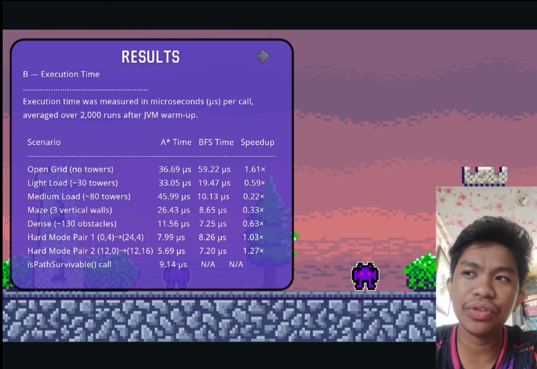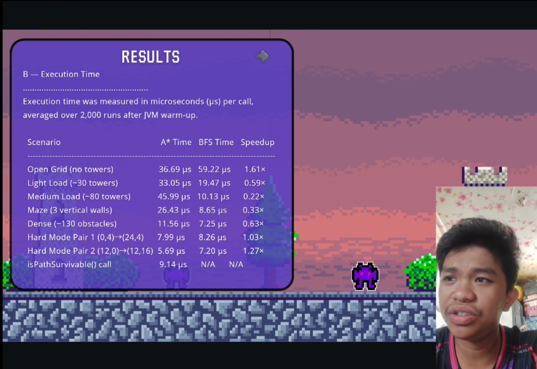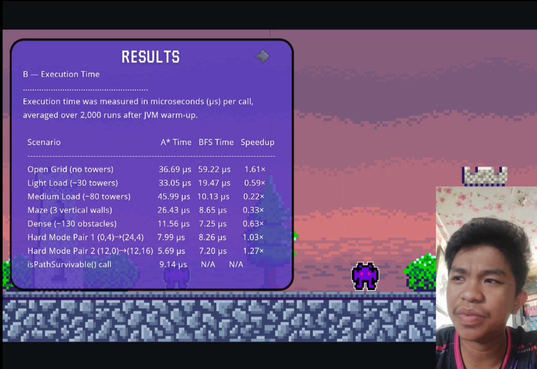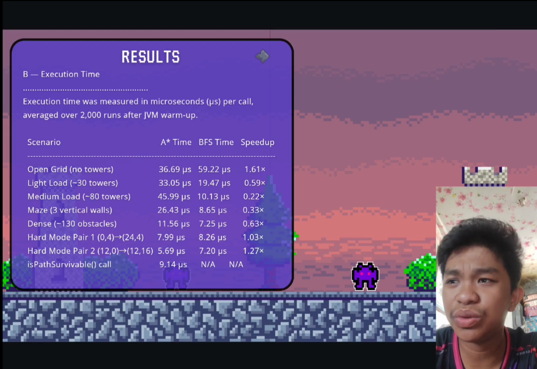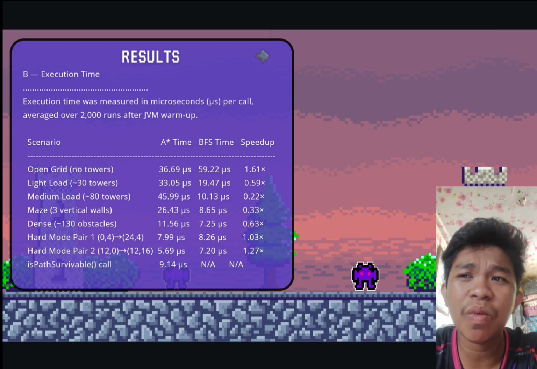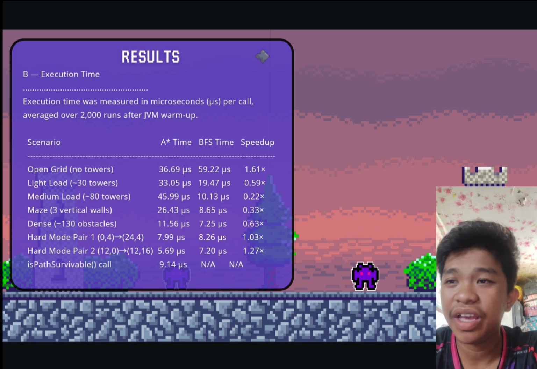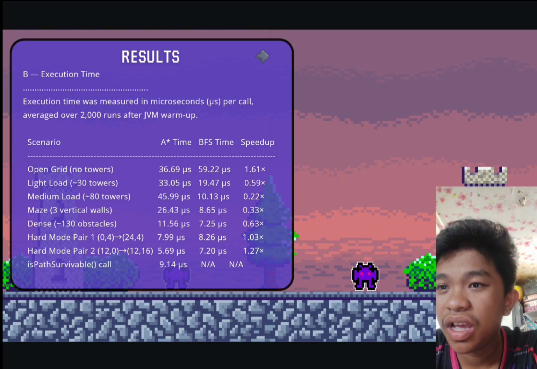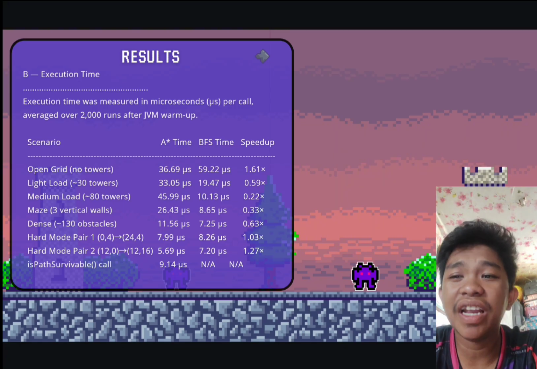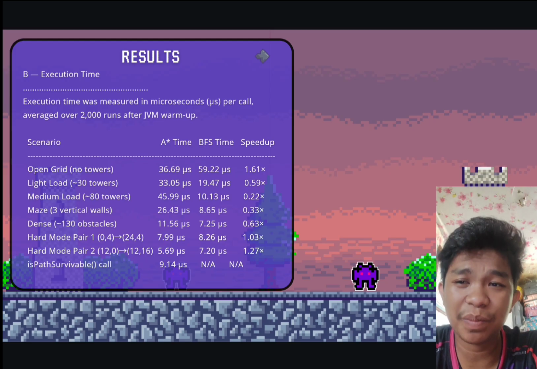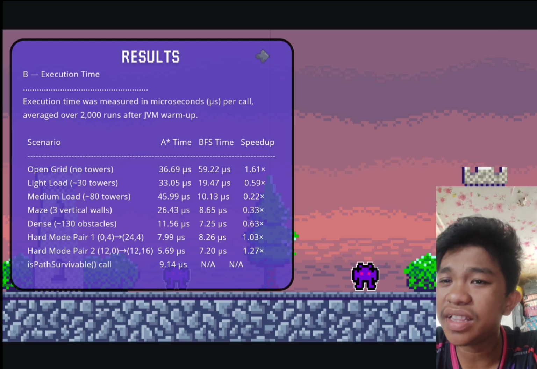B. Execution time. Execution time was measured in microseconds per call, averaged over 2,000 runs after JVM warm-up. Scenario: open grid, no towers. A-star time, 36.69 microseconds. BFS time, 59.22 microseconds. Speedup 1.61 times.